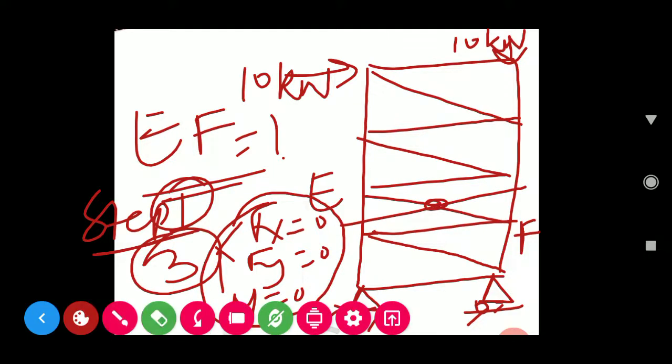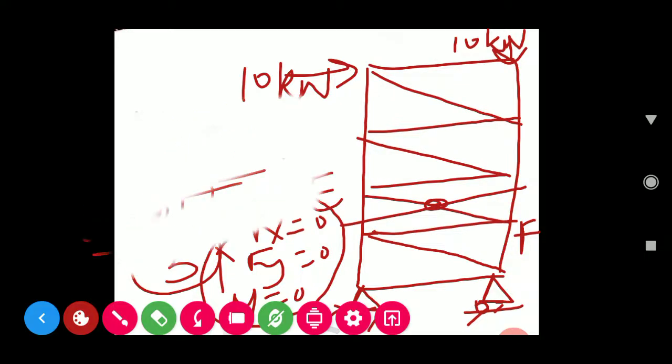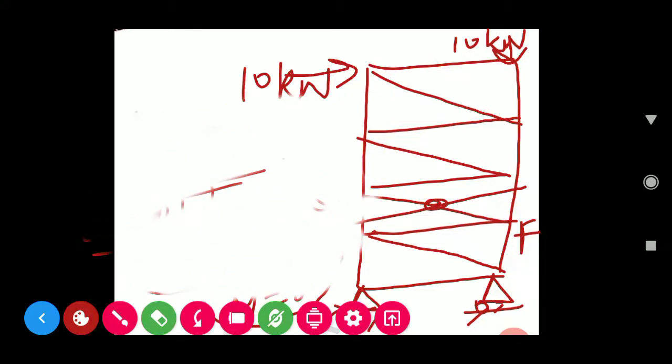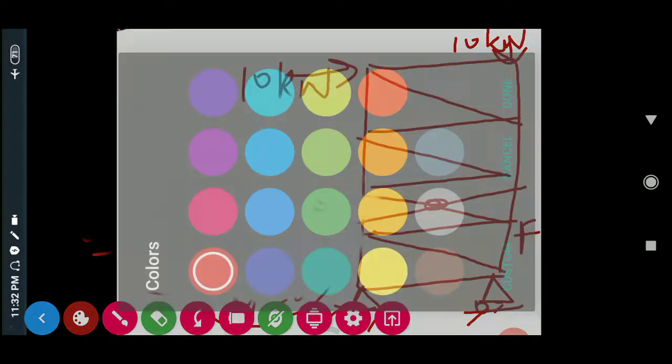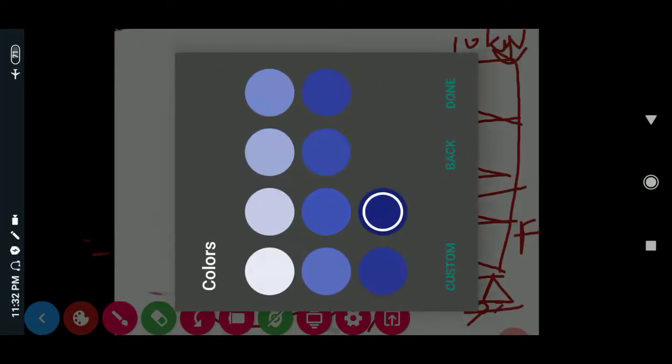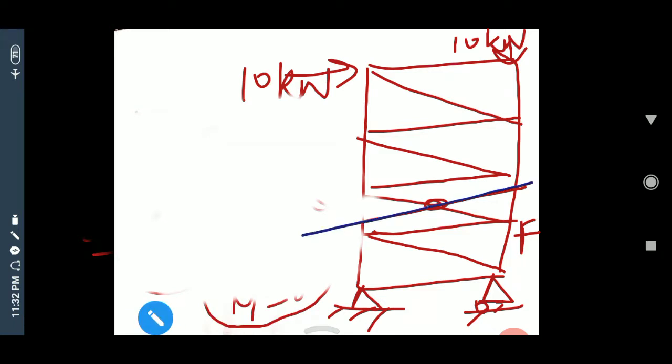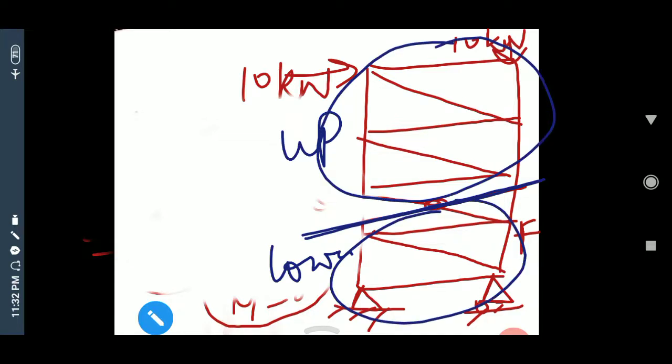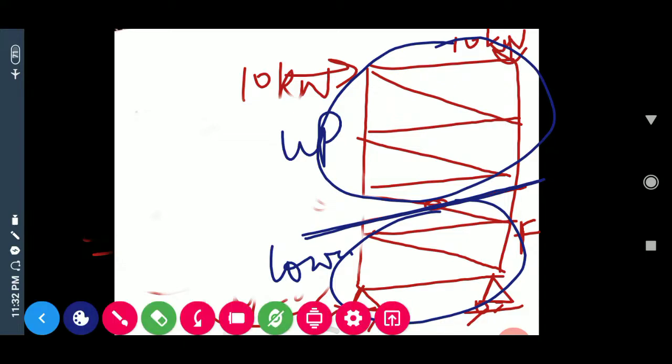Okay, so let's solve this question. If we cut the section through this point, then we are left with two parts of the frame. One is the upper part and the other is the lower part. We can deal with any of the parts. So we can consider either the upper part or the lower part for the free body diagram and then analyze the truss.